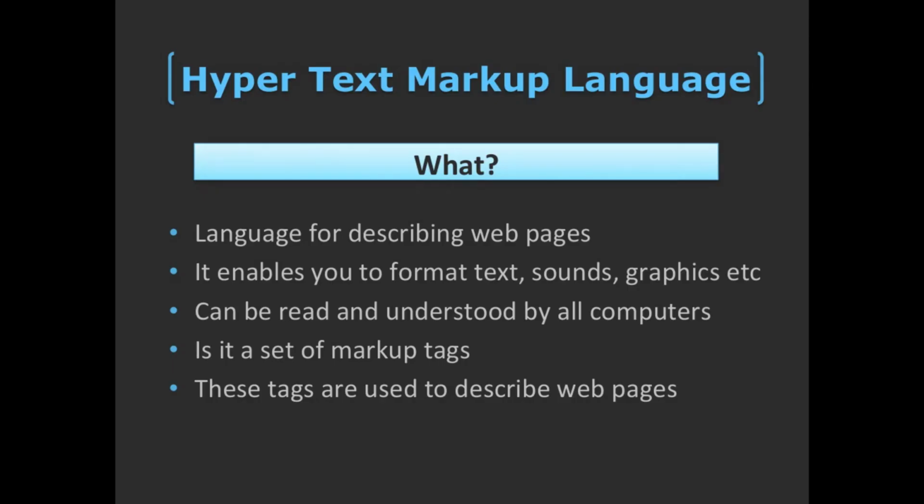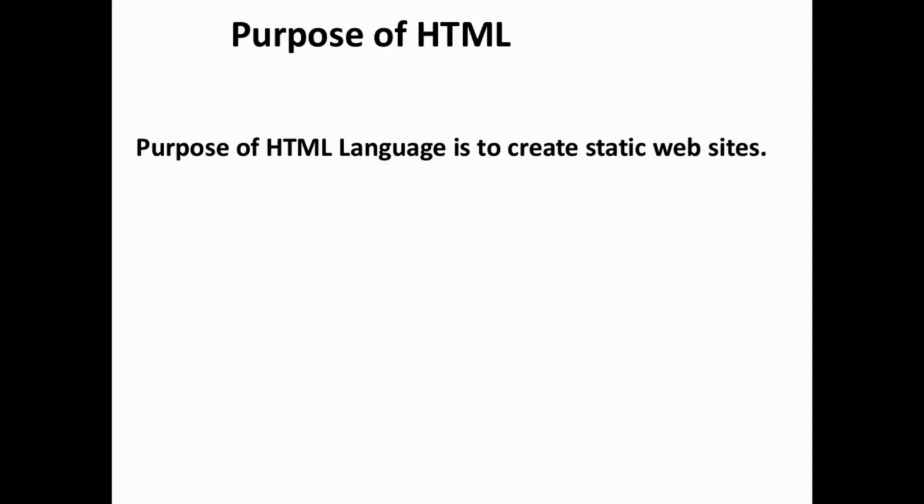So, now that we know what is HTML, we need to understand what is the use of HTML. HTML enables you to format text, sounds, graphics, etc. It is a set of markup tags. These tags are used to describe web pages. So, the last thing that comes up is what is the purpose of HTML language? The purpose of HTML language is to create static websites.